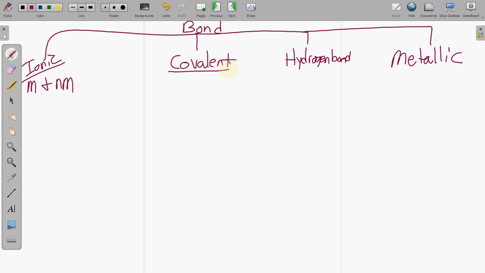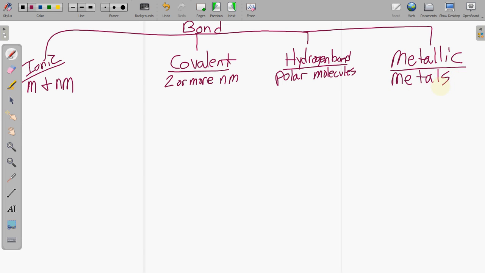Covalent bond is between two or more nonmetals. Okay. A hydrogen bond is between polar molecules. Okay. And then a metallic bond is between metals.